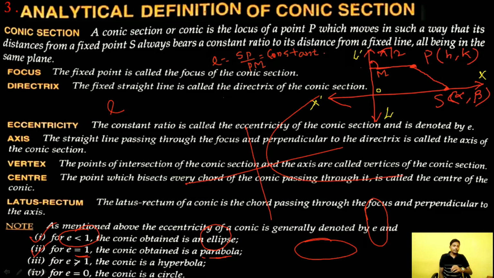And if E is greater than 1, then the conic section is called hyperbola. Hyperbola has two branches, this one in this direction and another in this direction, or another in this direction and the other in this direction. Clear? Now if E is equal to 0, then this conic section is a circle. This is our circle.